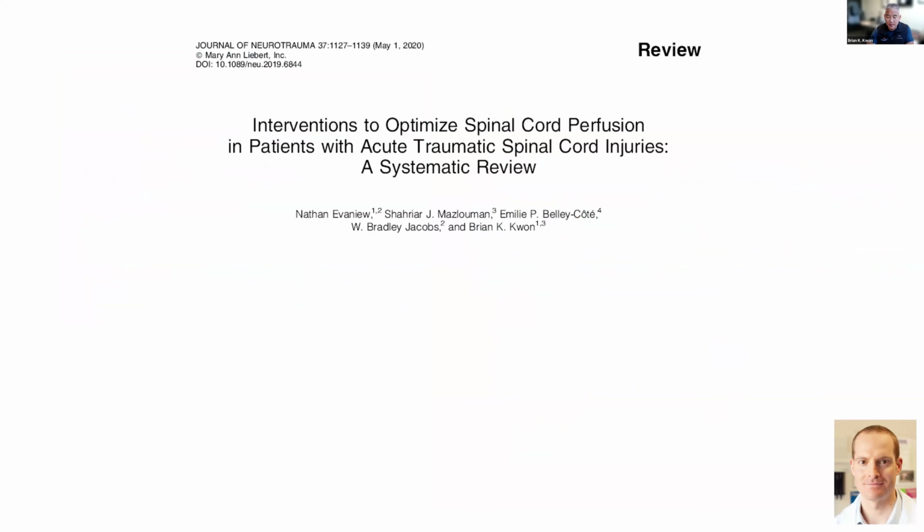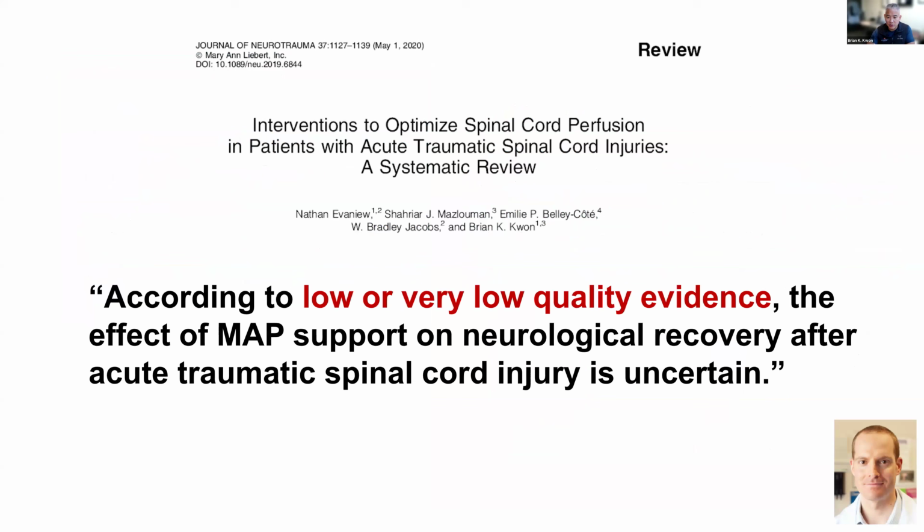Now, we undertook a systematic review in 2020 with Nathan Avenue and concluded that if you look at the literature very closely and subject it to a really rigorous assessment of the quality of evidence, it was low or very low quality evidence, and the effect of MAP support on neurological recovery after acute traumatic spinal cord injury was uncertain.